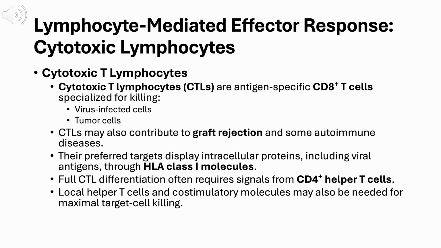That's the surveillance of the cell interior concept made lethal. Two important requirements. Full CTL differentiation often requires help, signals from CD4-positive helper T cells and local helper T cells, and co-stimulatory molecules may also be needed for maximal target cell killing. So even these direct assassins depend on the helper network we've emphasized throughout. On the next slide, we'll get into the actual weapons, the two distinct molecular mechanisms by which a CTL destroys its target.